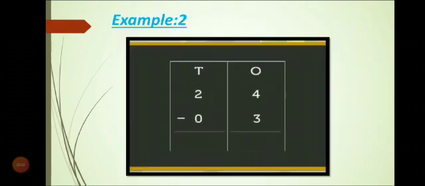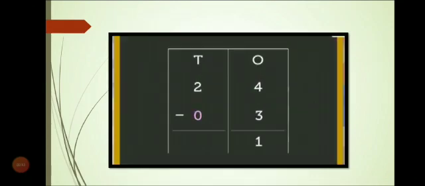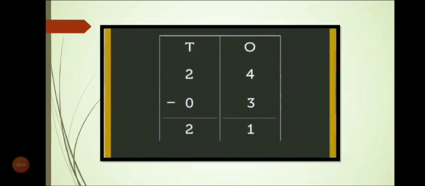Now, let's solve another example. Here, we have to subtract 3 from 24. Children, 4 minus 3 is equal to 1 here, and 2 minus 0 is equal to 2. Thus, the difference of 24 and 3 is equal to 21.